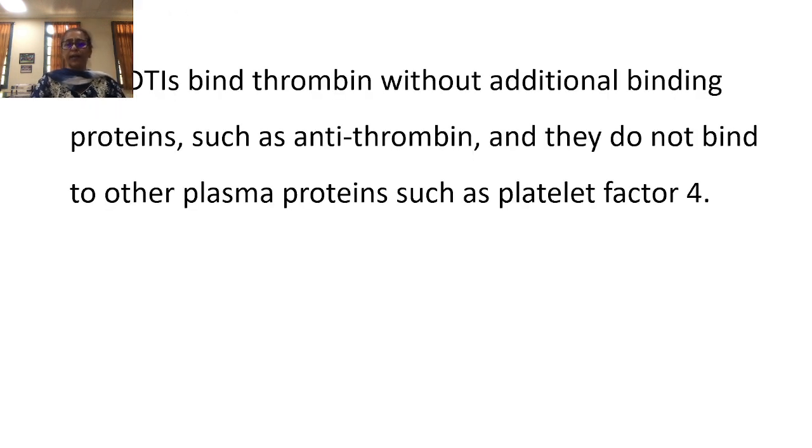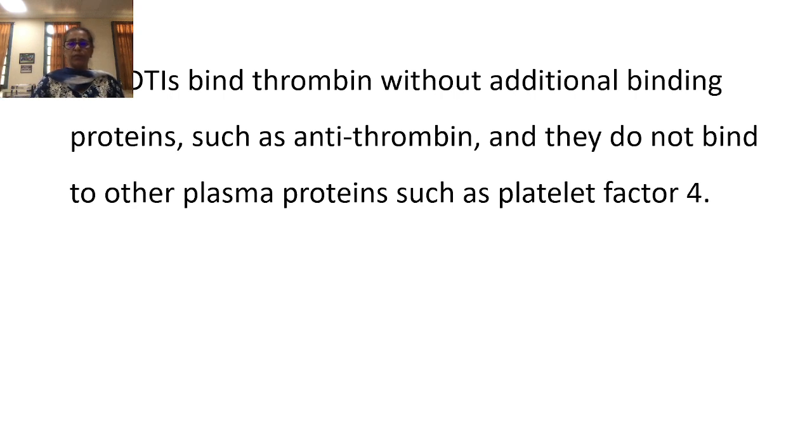Now we have direct thrombin inhibitors. I told you whenever the patient develops thrombocytopenia with the heparin, we stop heparin and shift the patient to direct thrombin inhibitors, that is heparinoids. The direct thrombin inhibitors bind directly with thrombin. They don't need any additional cofactor like antithrombin 3.